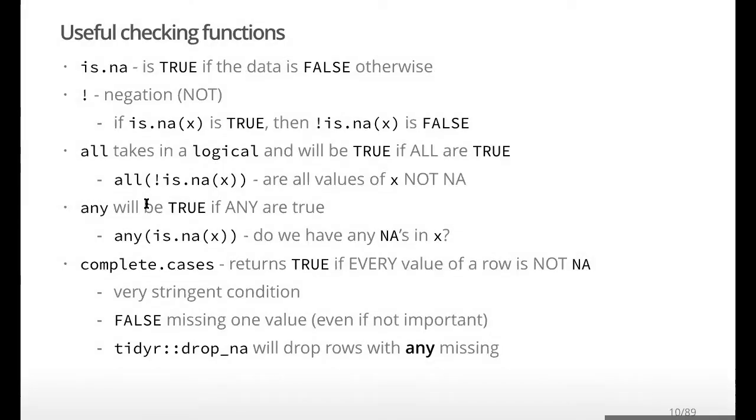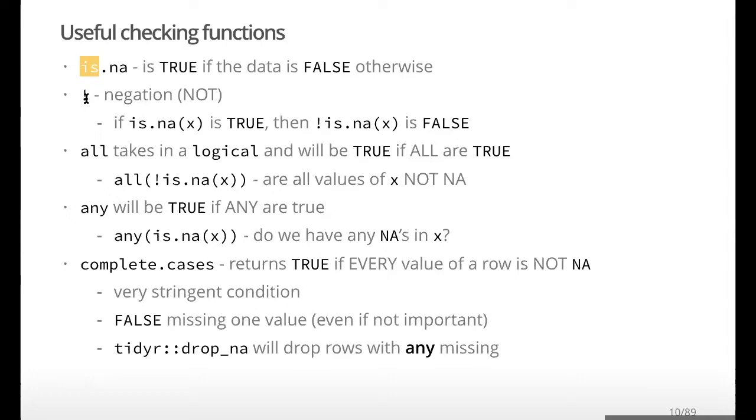Now we'll talk about some other very useful checking functions. is.na will return true if the data is missing, and it will return false otherwise. So if you say is.na(x), it will tell you false if that value is not NA or not a number. It will tell you true if that value is an NA or not a number. Not a number can occur when you divide 0 by 0, for example.